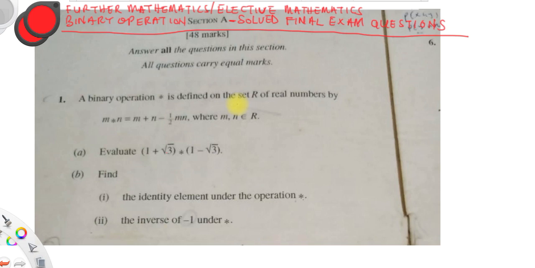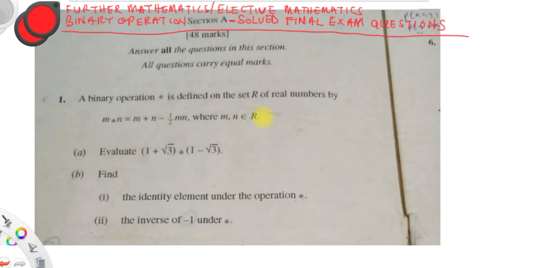You have to solve many questions, 101 questions, as many as possible. So guys, let us look at this question quickly without wasting time. It's a theory question as well. Section A, 48 marks. Answer all the questions in this section. Questions carry equal marks.